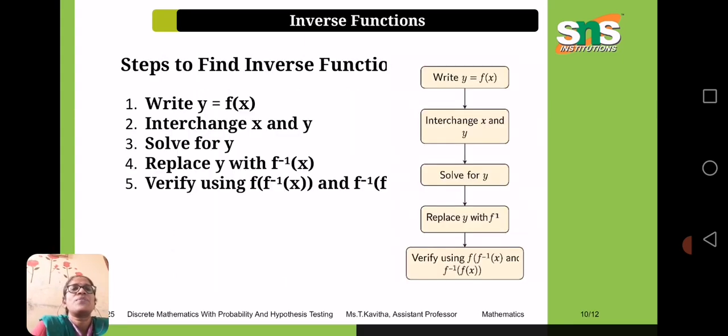Here are the steps to find an inverse function: write y is equal to f of x, interchange x and y, solve for y, replace y with f inverse of x, verifying using f of f inverse of x and f inverse of f of x is equal to x.